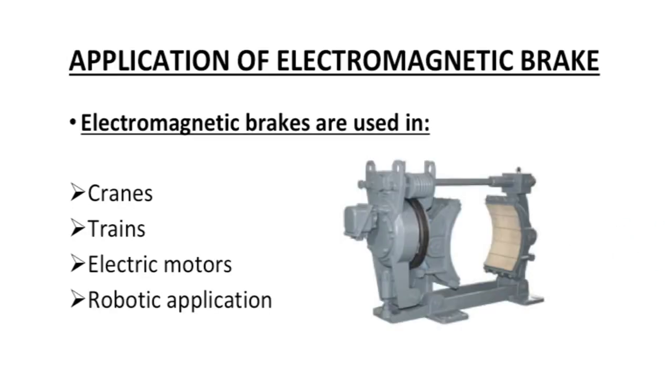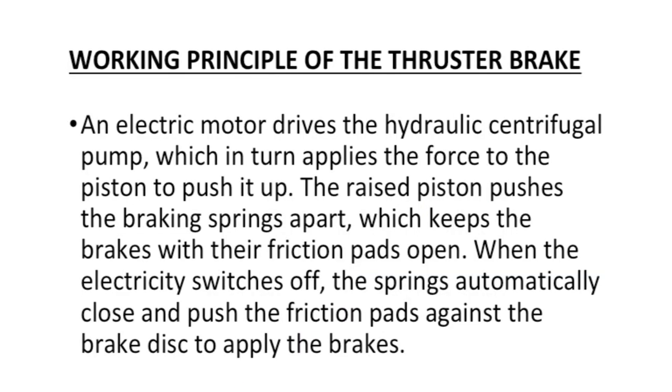Then applications of electromagnetic brakes. This type of brake is used in cranes, trains, as well as electric motors and robotic applications. This is the type of brake that we're talking about. Okay, working principle of thruster brakes.